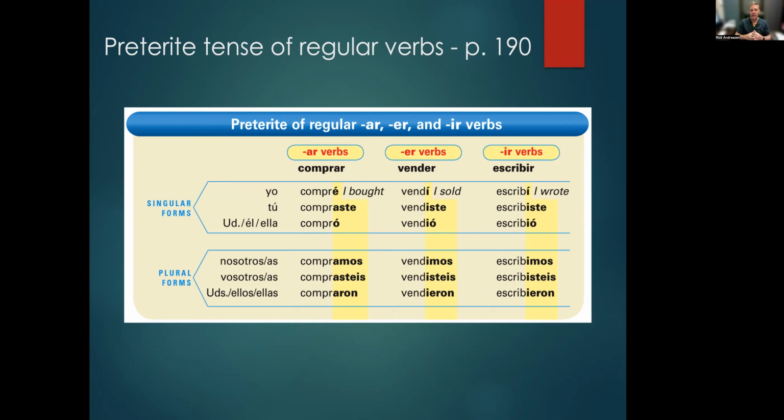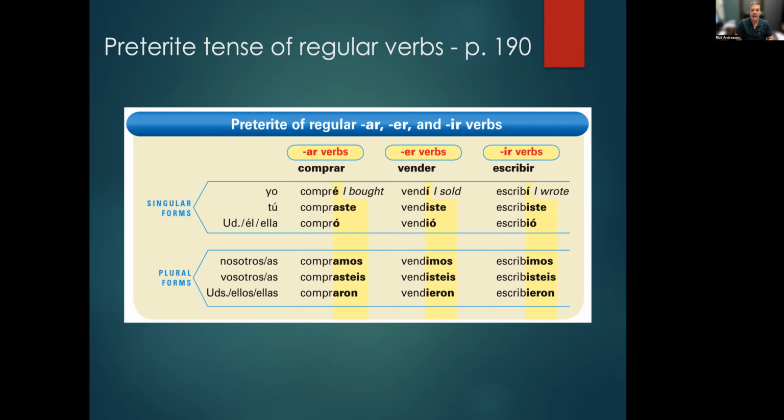So repeat after me the conjugation of the verb comprar in the preterite tense. Clases repitan. Yo compré. Tú compraste. Usted, él, ella compró. Nosotros, nosotras compramos. Vosotros, vosotras comprasteis.